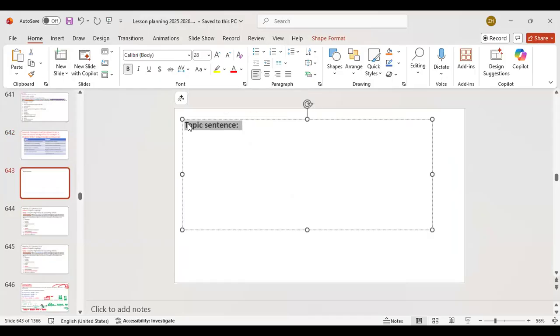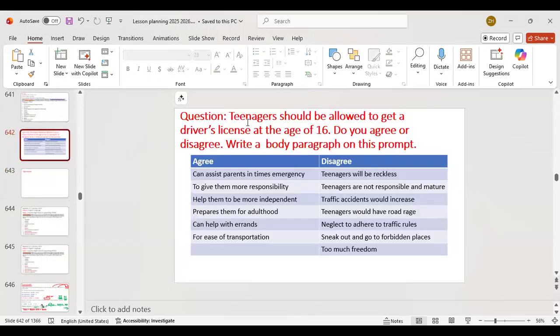So with the topic sentence, what we have to do is it has to be your main idea. So your main idea here is what?